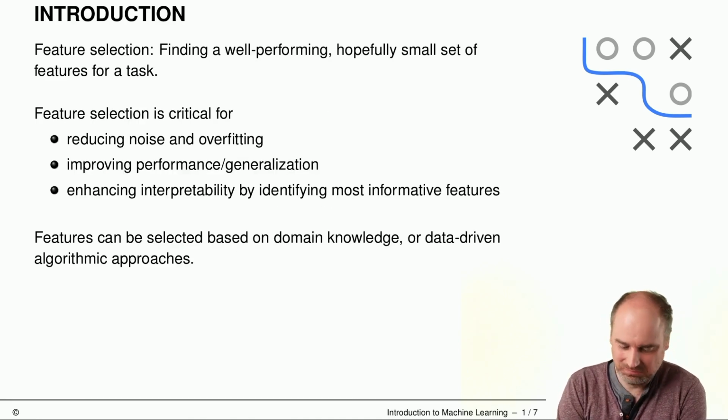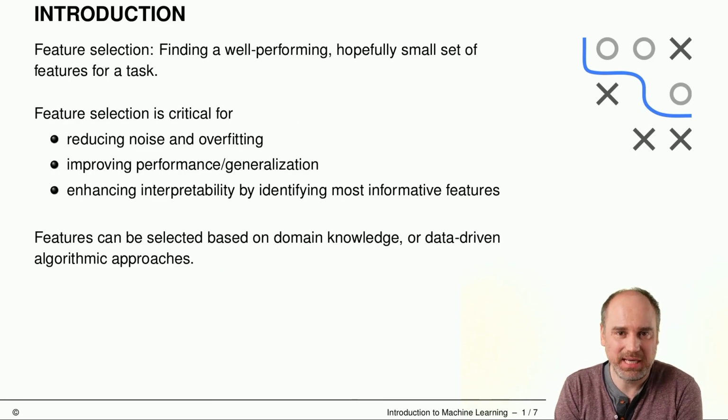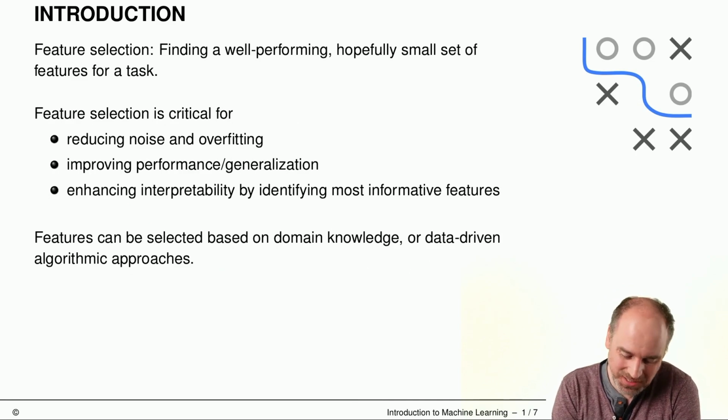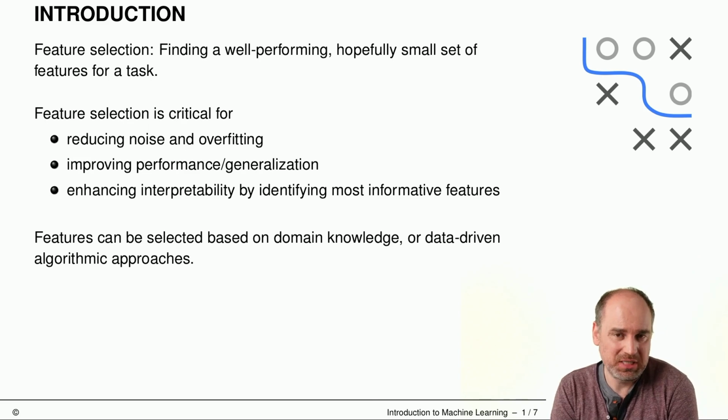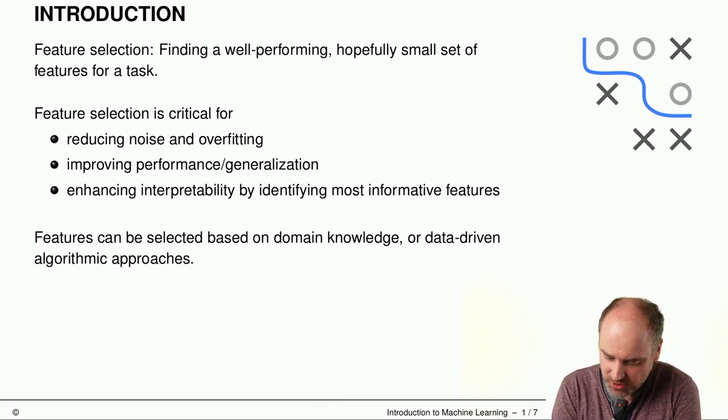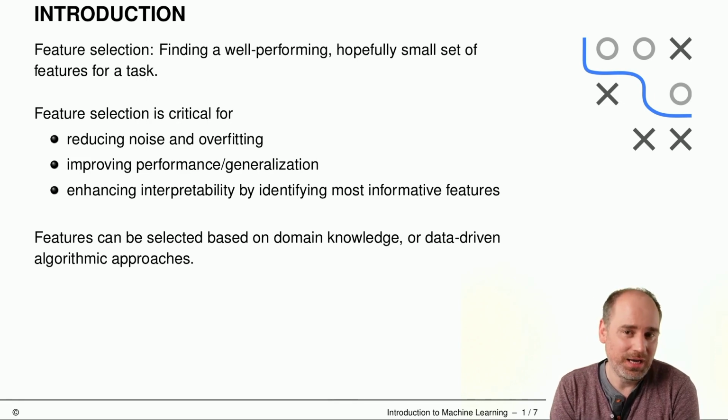Okay, so what's feature selection all about? Well, I guess it's about selecting features in machine learning tasks. So it's about finding a well-performing, hopefully small set of features for a given predictive task. So maybe you have some regression problem, some classification problem, or some other form of predictive task. And now the question is, can you find a small feature set which maybe even performs better in prediction or nearly as good as the full feature set, and which is hopefully not too large? And you can already see that there might be some form of a trade-off going on.